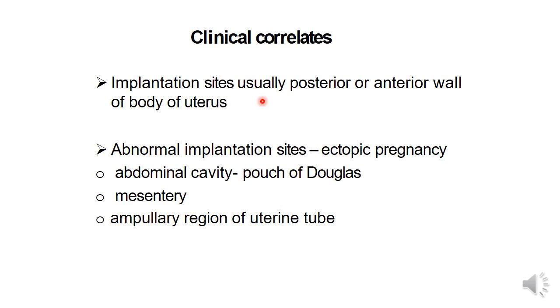Implantation sites are usually either on the anterior or posterior wall of the uterus. Sometimes abnormal implantation sites appear. This is called ectopic pregnancy, which may occur in the abdominal wall, mesenteries, or the ampullar region of the uterine tube.